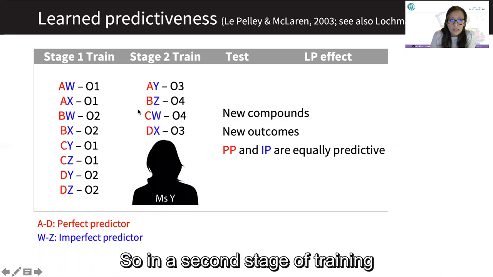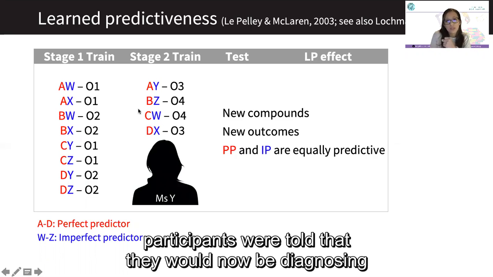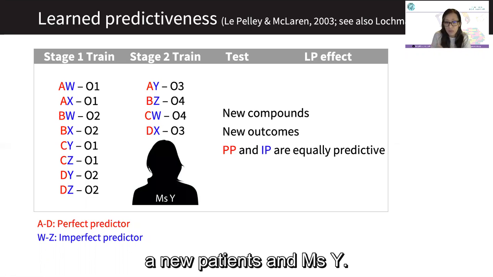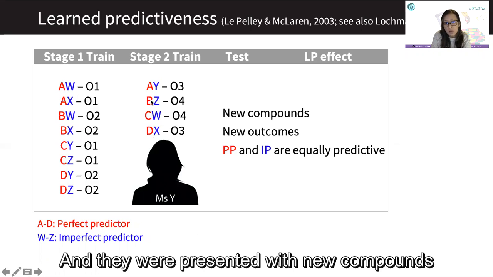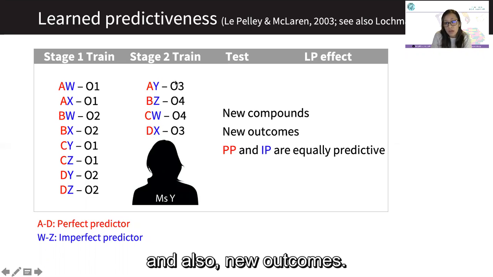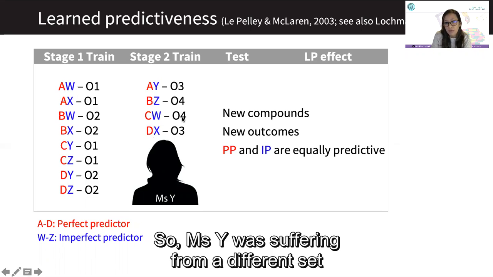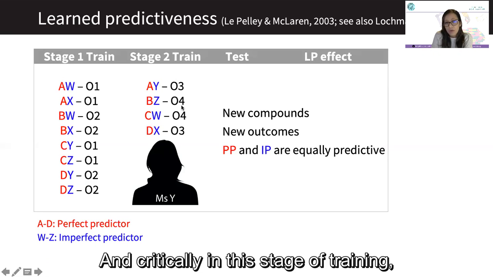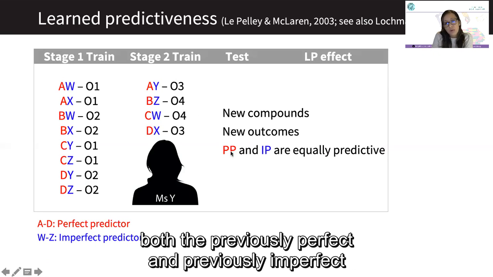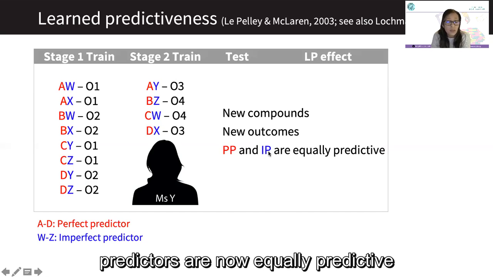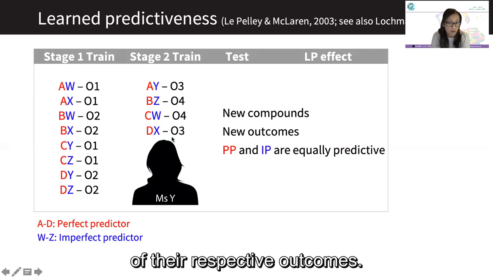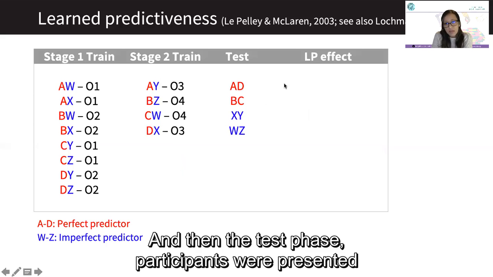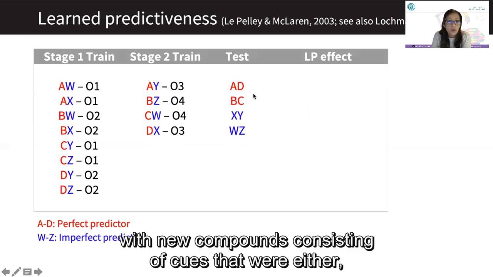So in a second stage of training, participants were told that they would now be diagnosing a new patient, Ms. Y, and they were presented with new compounds and also new outcomes. So Ms. Y was suffering from a different set of allergic reactions, so outcome 3 and 4. And critically in this stage of training, both the previously perfect and previously imperfect predictors are now equally predictive of their respective outcomes.